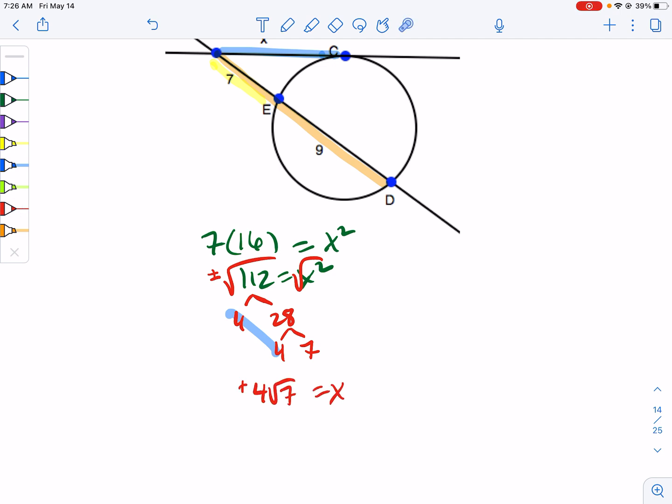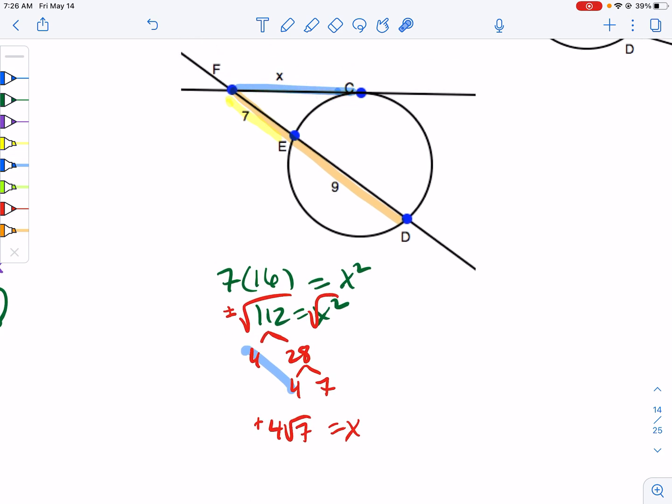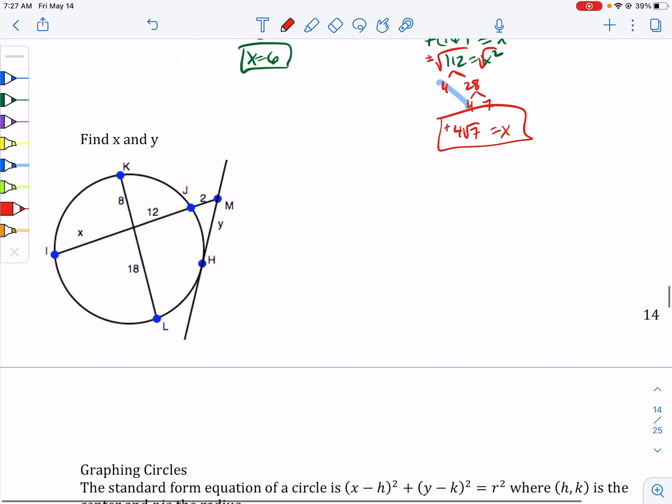I only care about the positive square root because x is representing a distance, and we don't have negative distances, so I don't care about the negative 4 root 7. So then our value is 4 root 7.